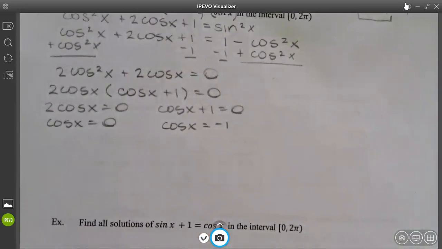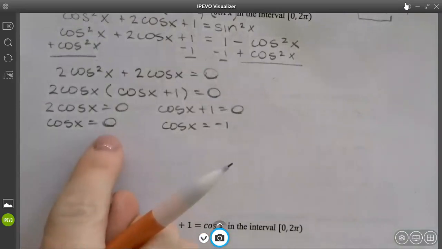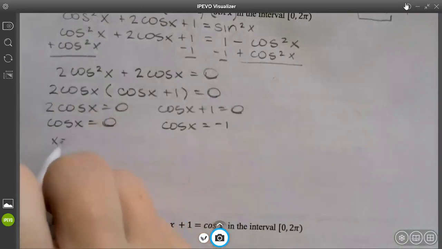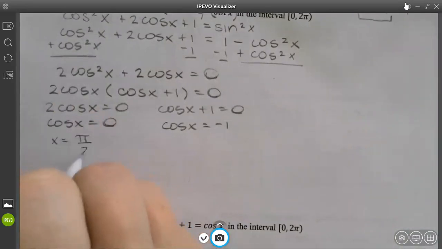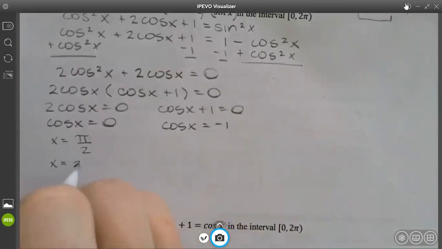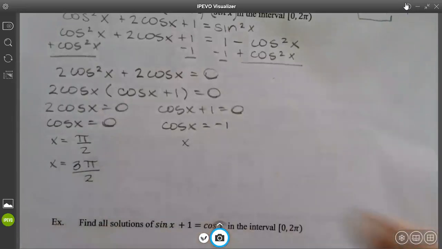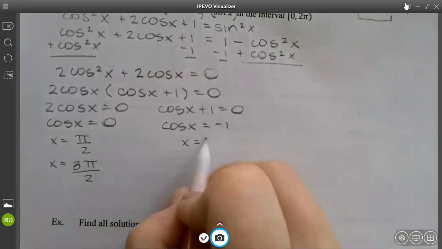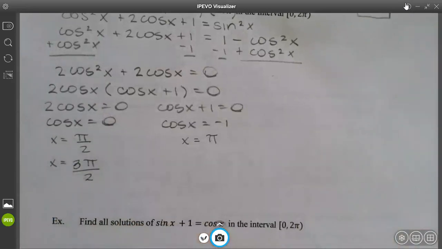We're on the interval from 0 to 2 pi, so just the unit circle. Where is my x coordinate 0? Pi over 2. And we're using the full unit circle. Is there anywhere else your x coordinate is 0? 3 pi over 2. Where is your x coordinate -1? Yep, there's only one of those.